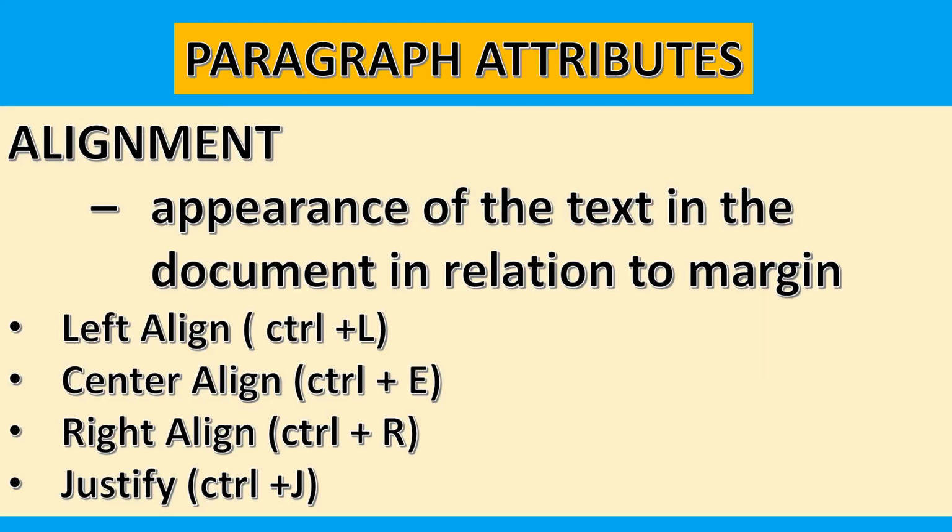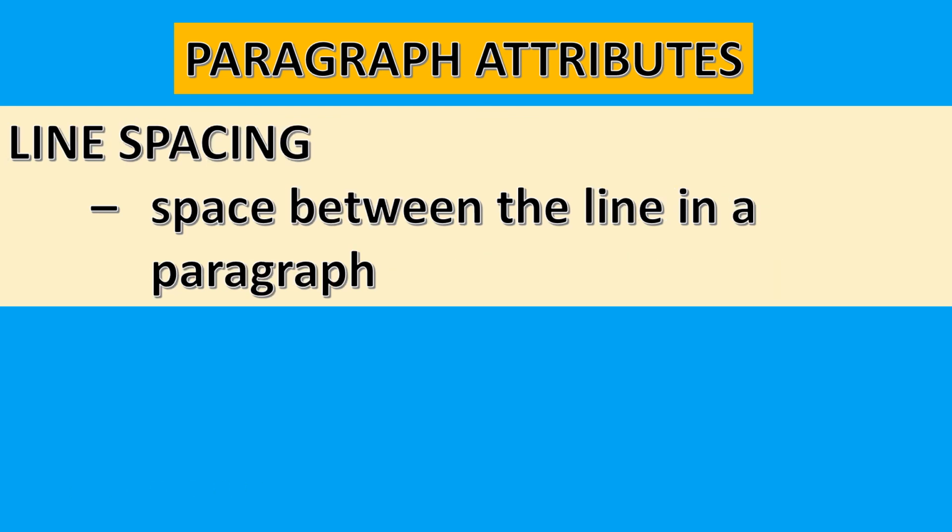We also learned about the paragraph attributes. Here we studied alignments, or the appearance of the text in the document in relation to the margin. We have the left align, the center align, the right align, and the justify align. Here we can see the keyboard shortcuts that we can use in making this alignment easier. And last, we have the line spacing, which is the space between the lines in a paragraph. So you can choose what space you want in your paragraph. You can use your laptop or any gadget that you have in doing these things.